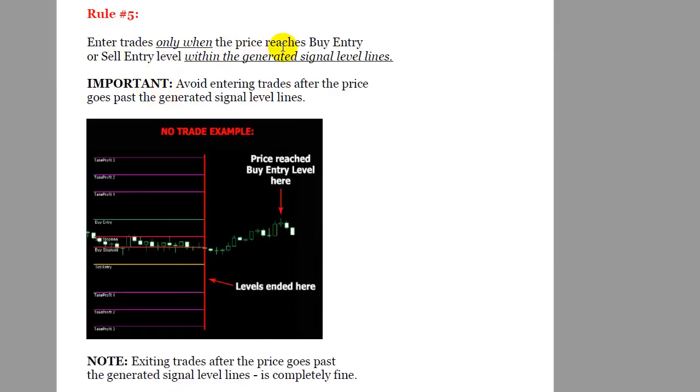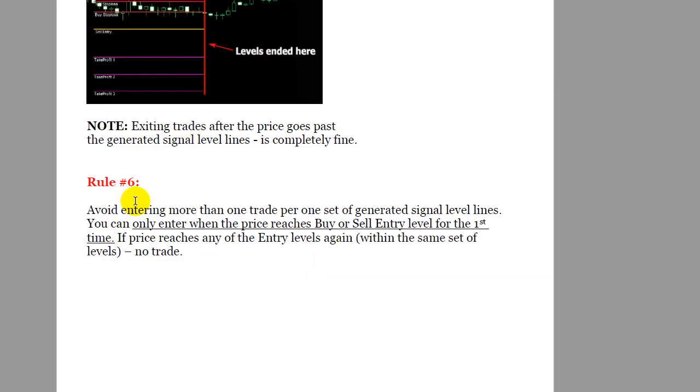Enter trades only when the price reaches the buy entry or the sell entry level. This is a little bit different than normal Fibonacci. Normal Fibonacci, we're trading pullbacks. This is a little bit different.